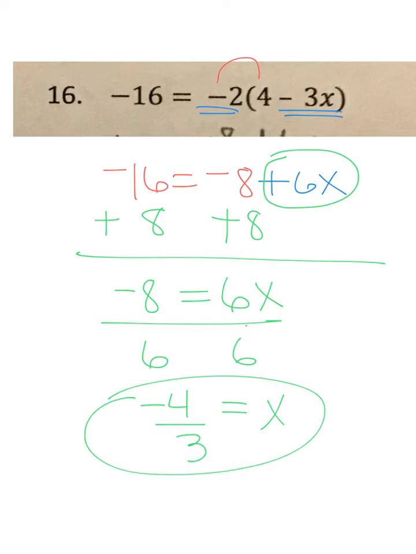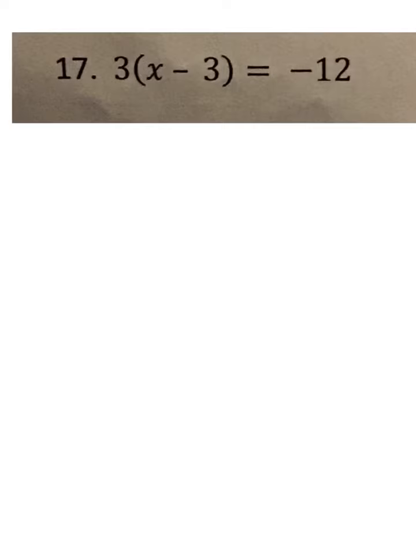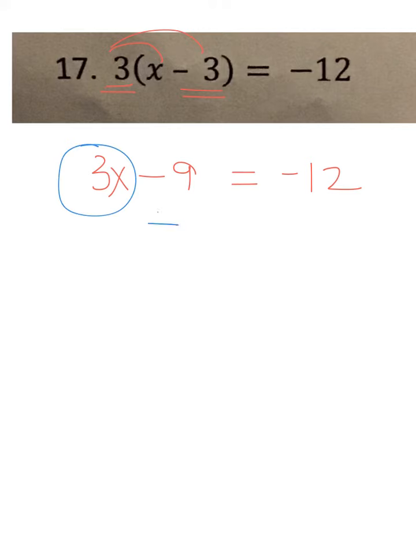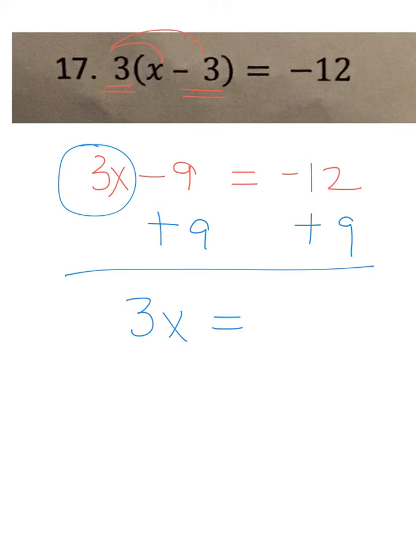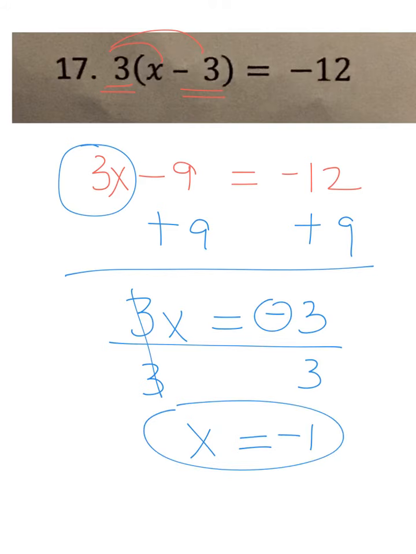No decimals, remember. Okay, problem 17, here we go. Distributive property. 3 times x is 3x. 3 times negative 3, that's a negative 9, equals negative 12. Circle my 3x. I'm going to add 9 to both sides. I get 3x. Negative 12 plus 9, different signs, I subtract, I get negative 3. I'm going to divide both sides by 3. 3 divided by 3 is 1, and I have a negative, so my answer is just negative 1.